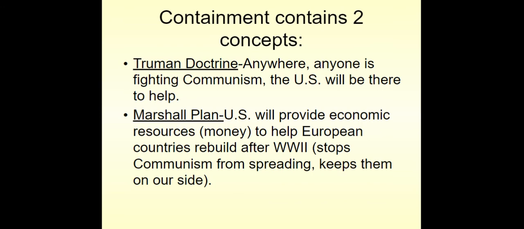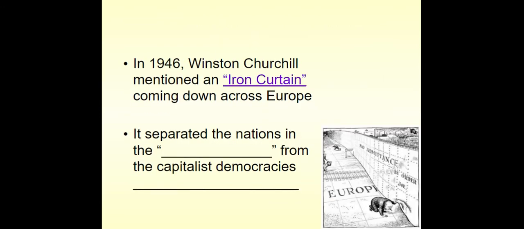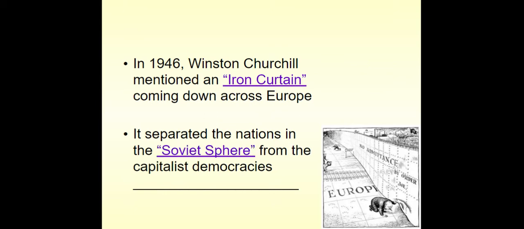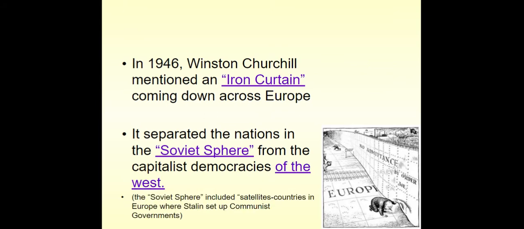And in that speech, Churchill mentions an iron curtain coming down across Europe. He can see the division between communism and democracy and capitalism. And what this Iron Curtain is going to do, it's going to separate the nations in the Soviet spheres, and that would include those Soviet satellites, from the capitalist democracies of the West. Okay, Churchill sees this coming. And like I said, the Soviet sphere includes those satellites. And those satellites are those countries in Europe where Stalin has already set up pro-communist governments.